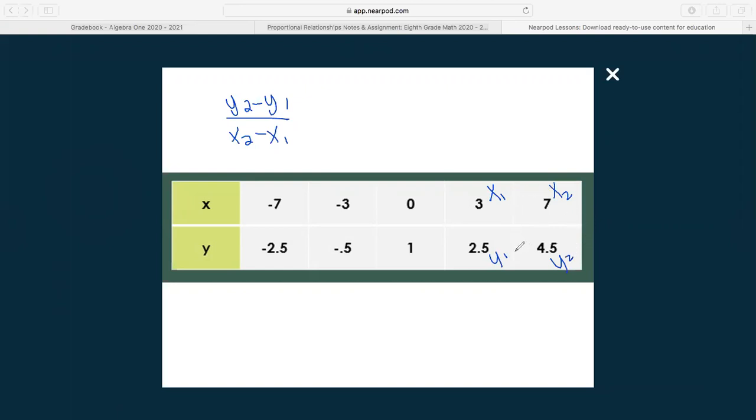I noticed a lot of people on the table part of the test just did not do very well, so I'm going to have to go over this over and over again just to make sure that we understand. So we put labels, x1, y1, and x2, y2. I'm going to plug this into my slope formula. So y2 minus y1, that's 4.5 minus 2.5, over x2 minus x1, 7 minus 3.